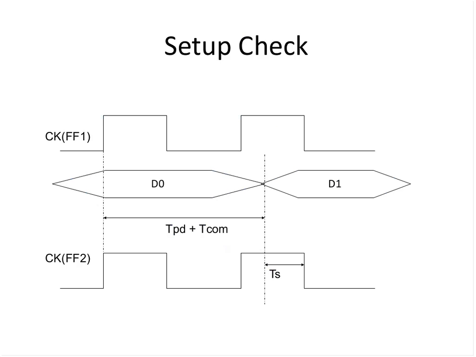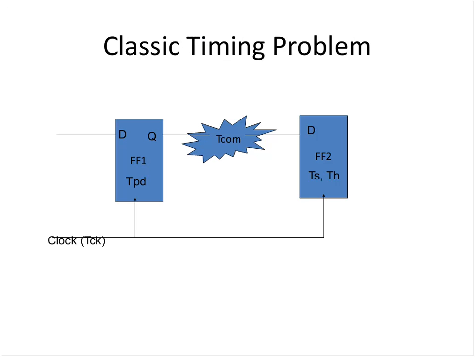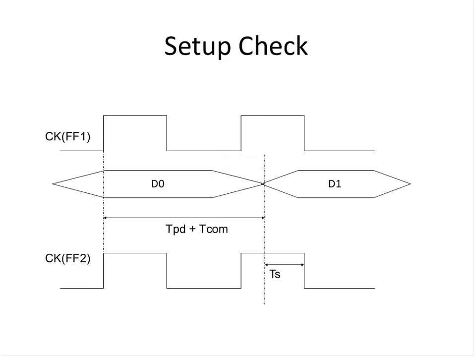Now setup check. TPD plus TCOM, we'll go back and forth. So the data will be launched by flip flop 1 at the active edge of the clock. It will take TPD delay to traverse the flip flop, plus it will take TCOM delay to reach the D. So TPD plus TCOM. D0 is the old data, D1 is the new data. Flip flop 1 is launching D0. So flip flop 2 gets D0 after TPD plus TCOM.